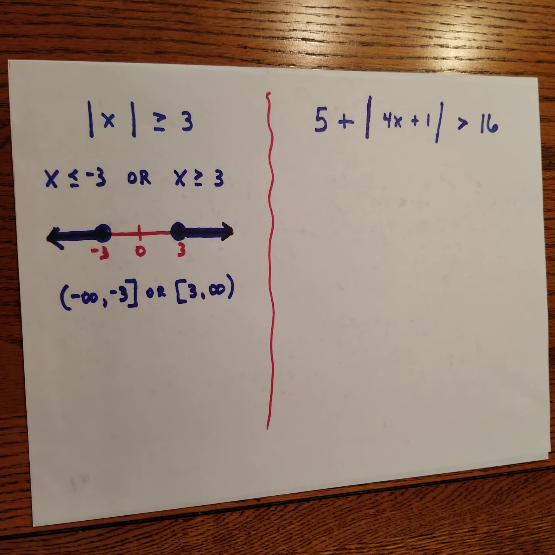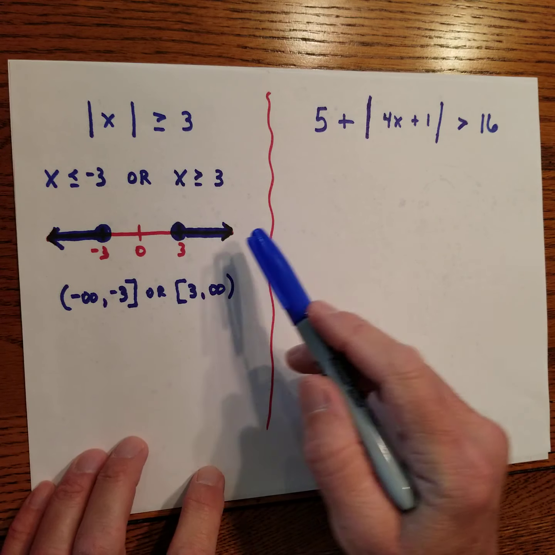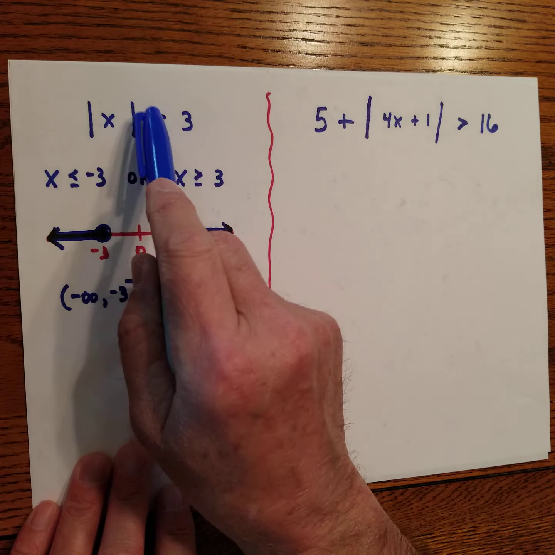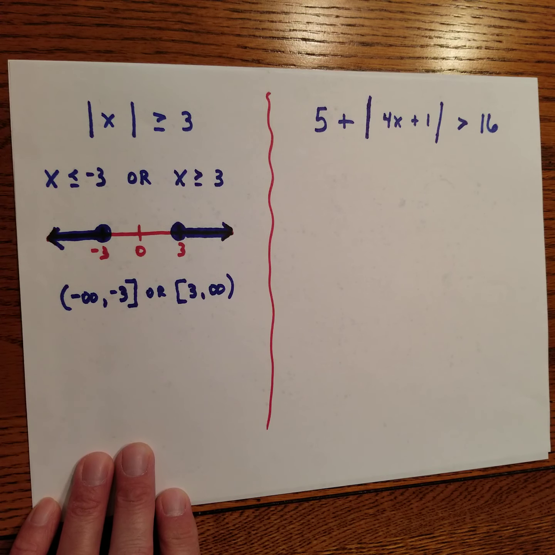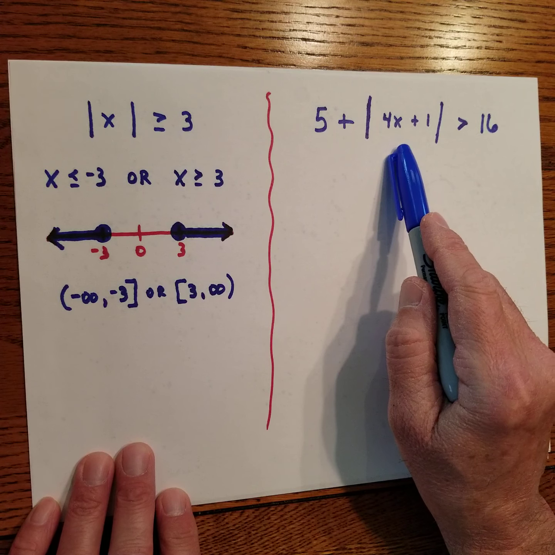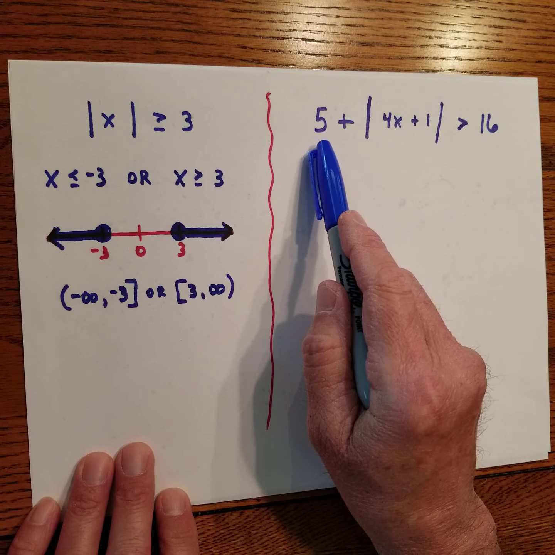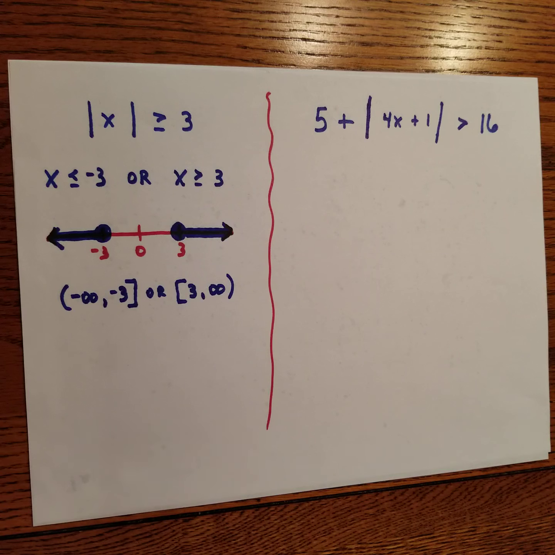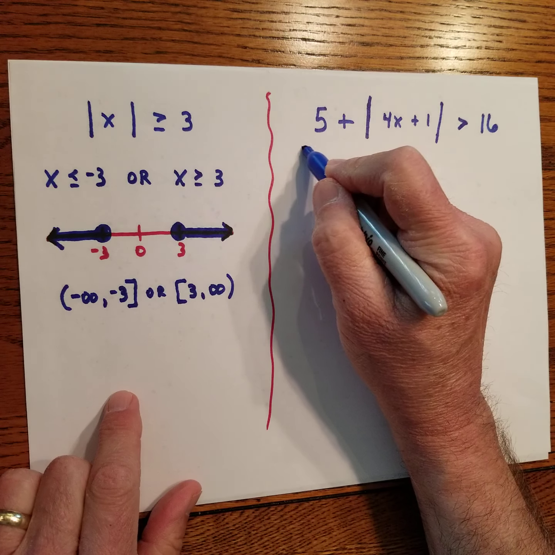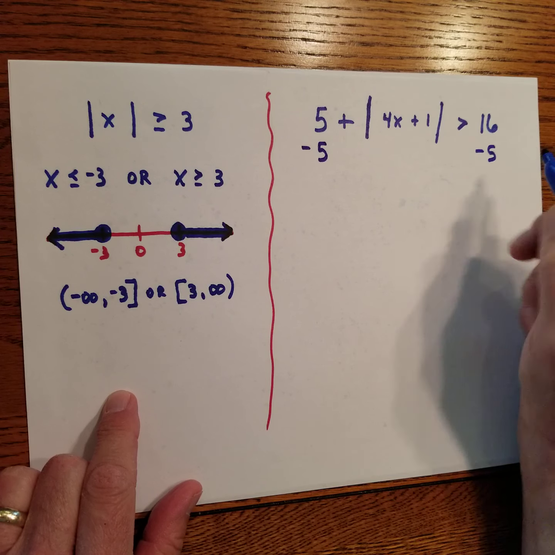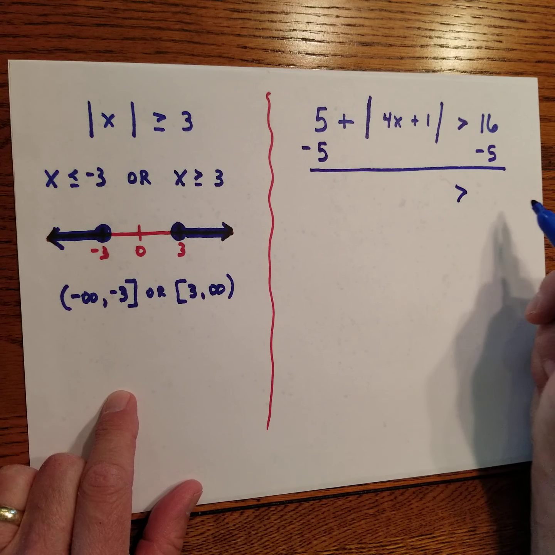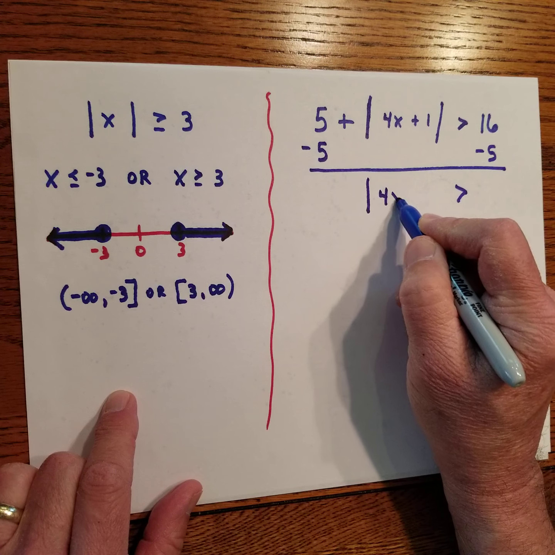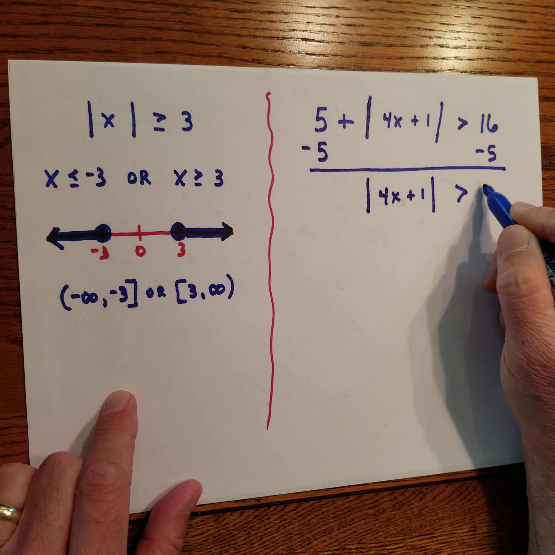Let's try one more example. This one looks pretty complicated. Here's my basic example for when you have absolute value greater than. We'll keep this here so we can refer back to it. What have I got? I've got absolute value greater than, but I've also got this extra 5. I can't start through this process until I get rid of that 5. Let's get rid of a positive 5 with a negative 5. Positive 5 and negative 5 is 0, leaving me with absolute value of 4x plus 1 greater than 11.